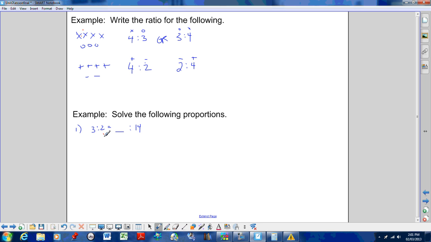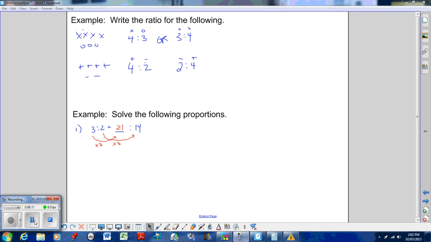Still, the second term, the question becomes, what happened to that second term? So using your multiplication table, we know that 2 times 7 is 14. So whatever you do to the first term, you have to do to the second. So 3 times 7, you're going to find that the missing value here is 21.